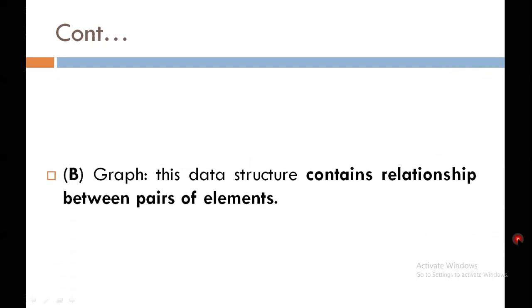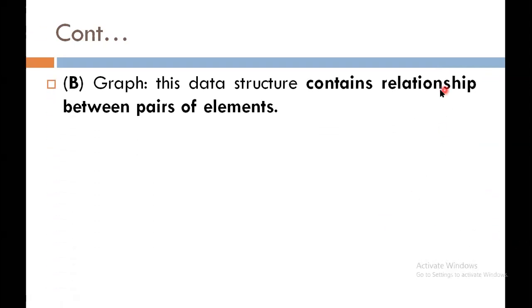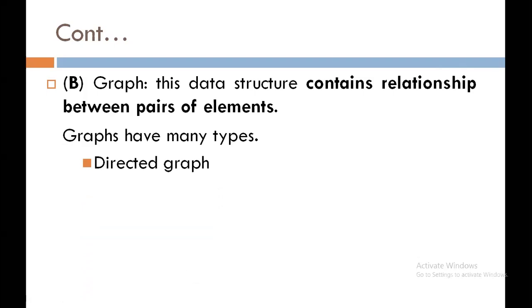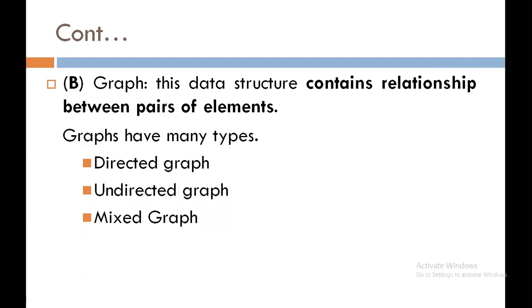Now next is graph. This data structure contains relationships between pairs of elements. Graphs have many types like directed graph. In a directed graph, edges show direction. In an undirected graph, edges do not show any direction. A mixed graph means some edges show direction and some edges do not have any direction. In a weighted graph, edges have a sign of weight.